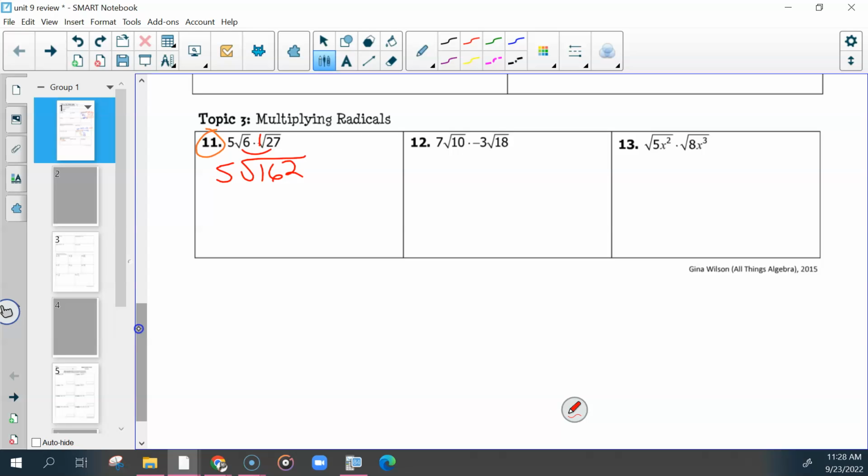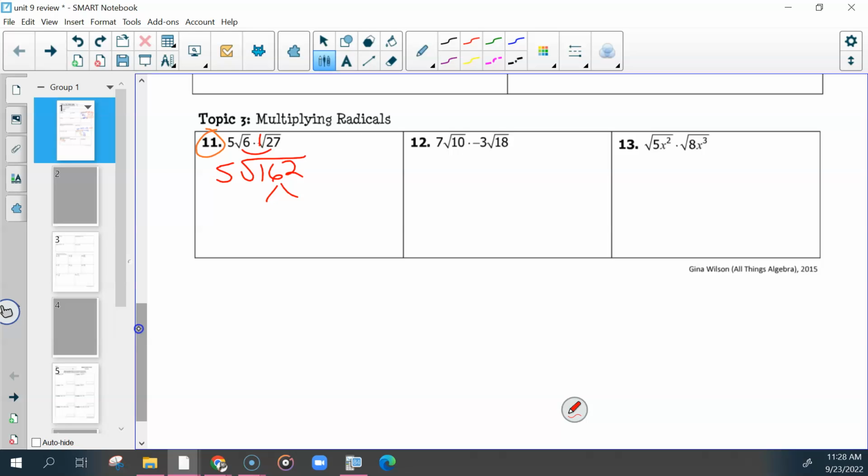So now we can either use perfect square or factor tree. If we're using factor tree, it can be divided by 2 at the very least. You can find other things. Give me 2 factors of 162.